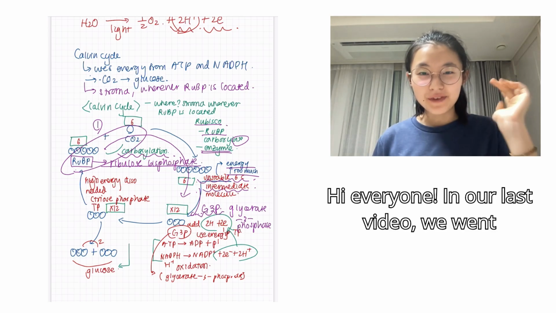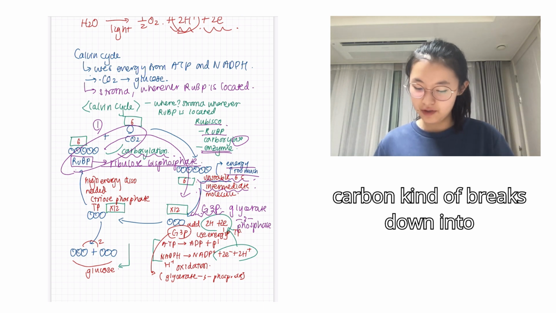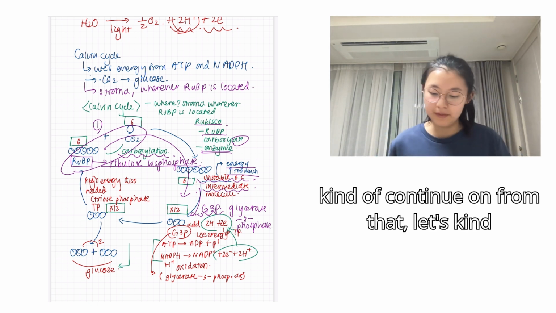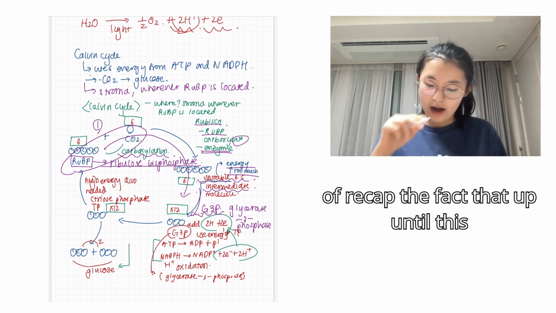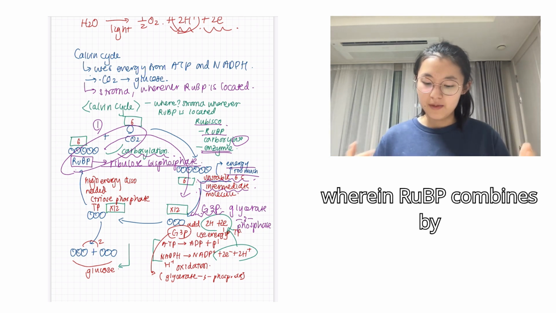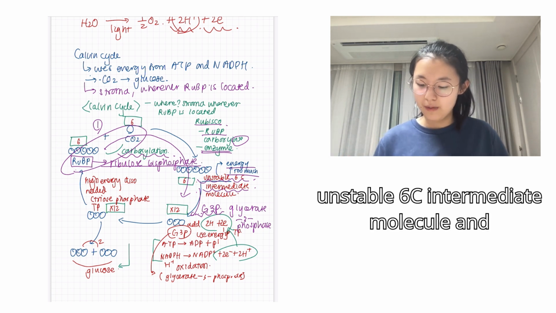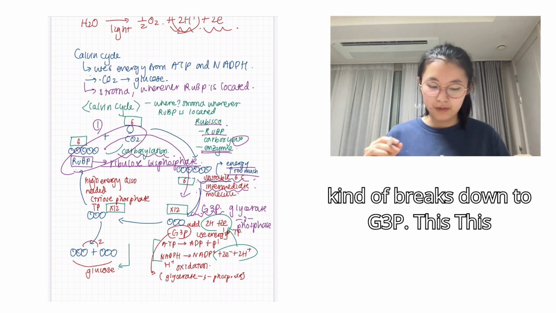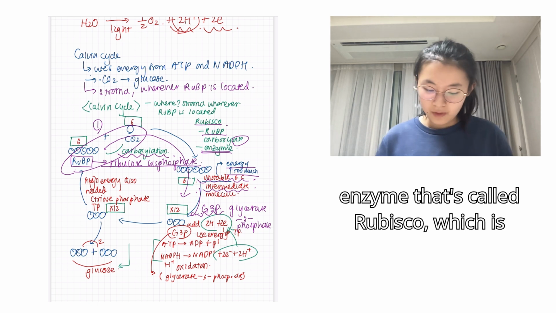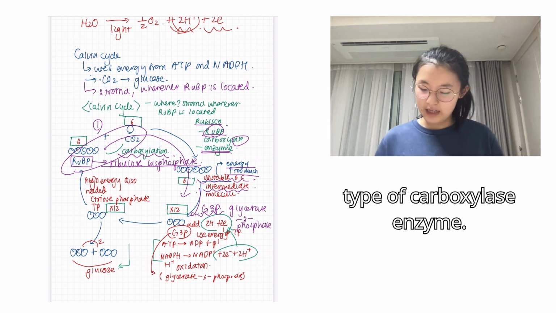Hi everyone, in our last video we went up to the point where the unstable 6C carbon intermediate breaks down into the G3P molecule. To continue from that, let's recap that up until this point, this step of the Calvin cycle, wherein RuBP combines with CO2 through carboxylation, becomes an unstable 6C intermediate molecule and breaks down to G3P. This entire step is catalyzed by the enzyme called Rubisco, also known as RuBP carboxylase, which is a type of carboxylase enzyme.